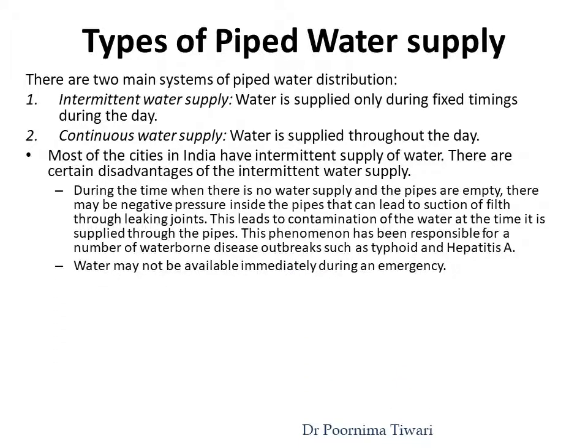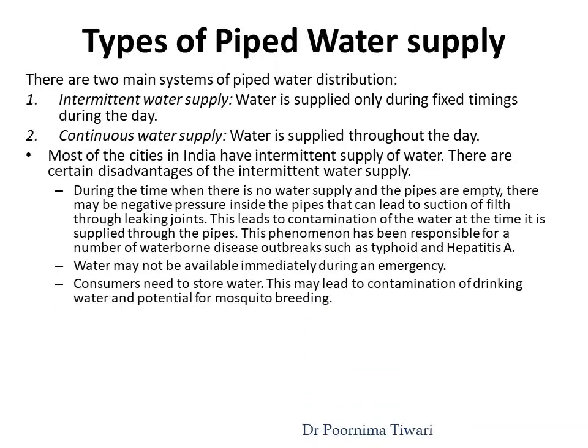Other disadvantages are that when there is an emergency need of water, the water may not be available. There is a need to store water because water is supplied only for a few hours in the day. And this storage of water may lead to contamination of drinking water. And also potential for mosquito breeding because mosquitoes lay eggs in stored water. Then the timing of water supply may not be convenient to some consumers. So they may not be able to store water. When the water supply is there, they may not be at home and they are always short of water.